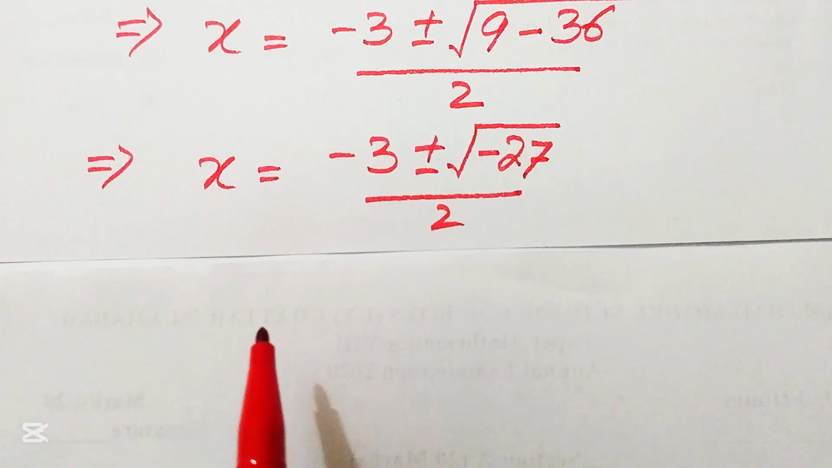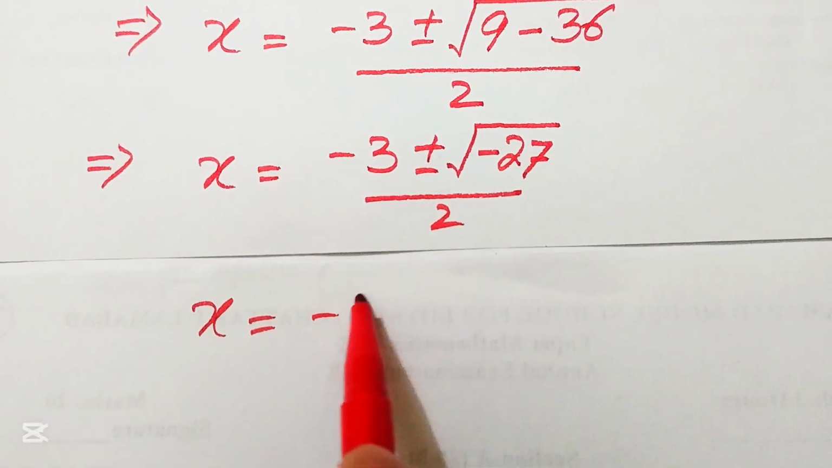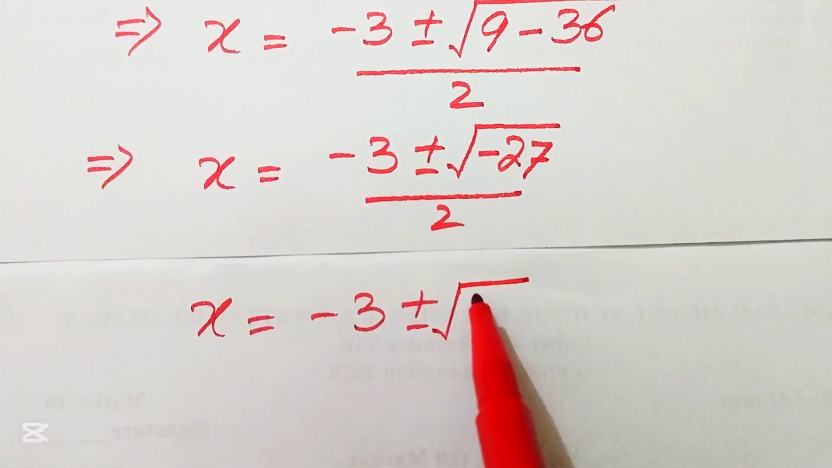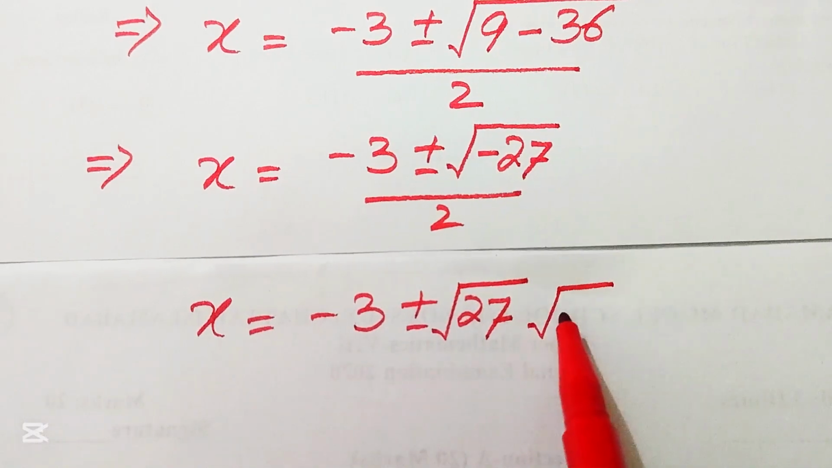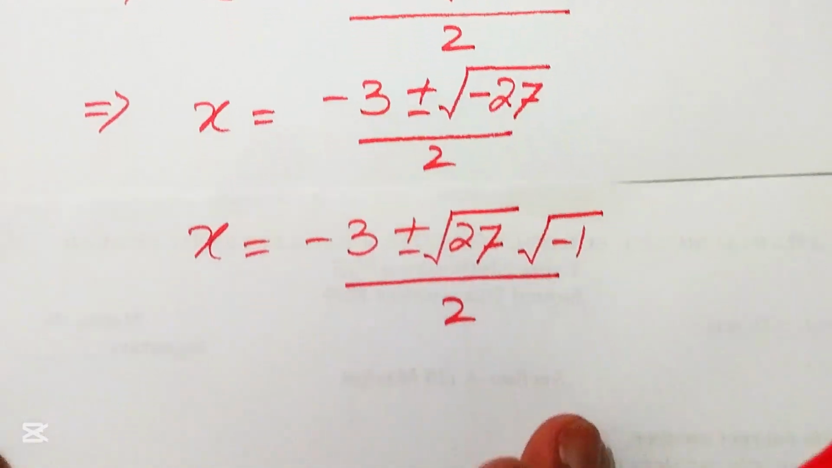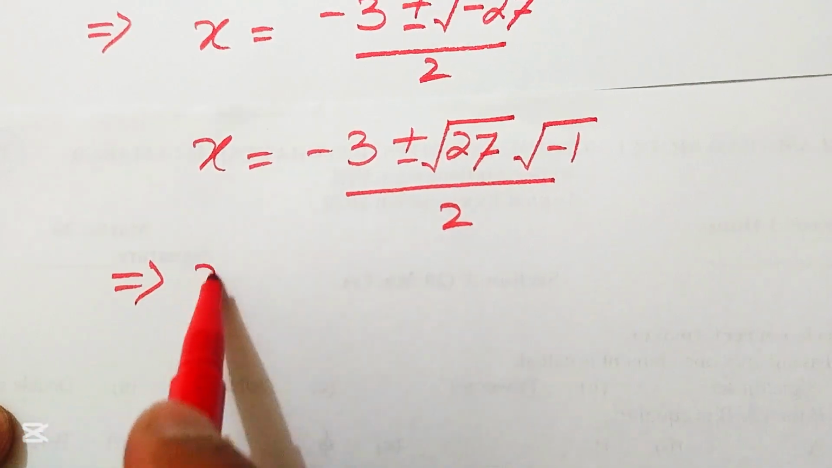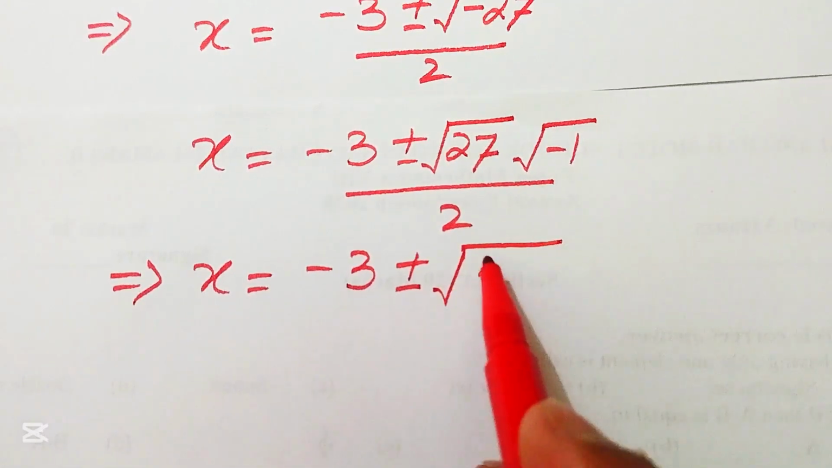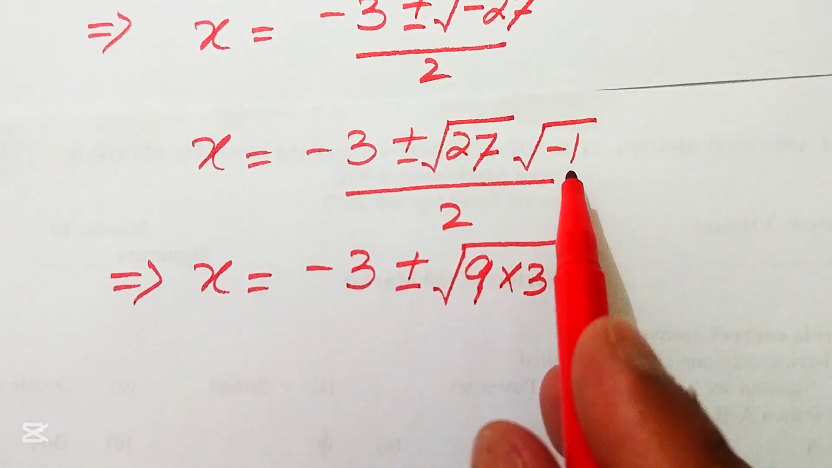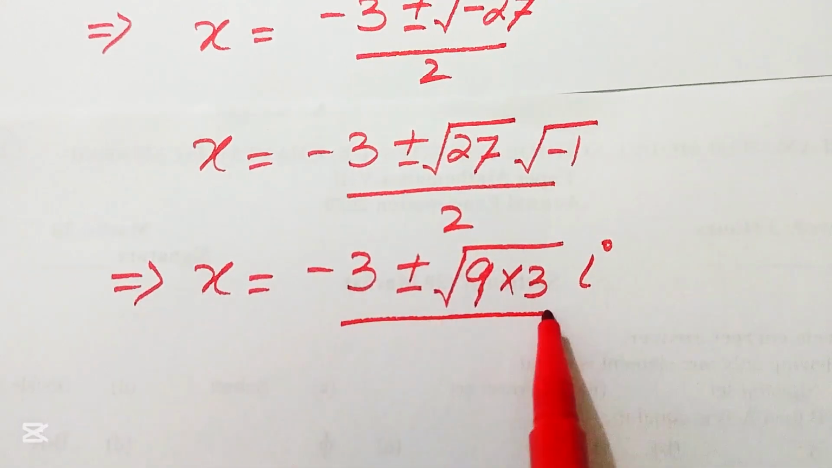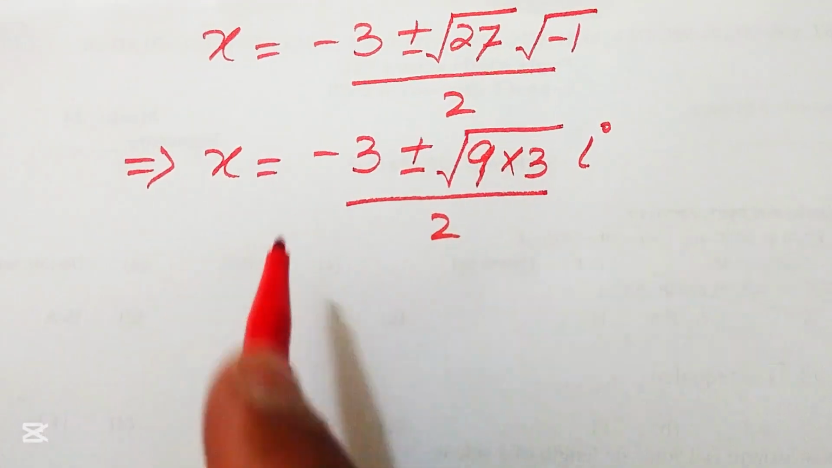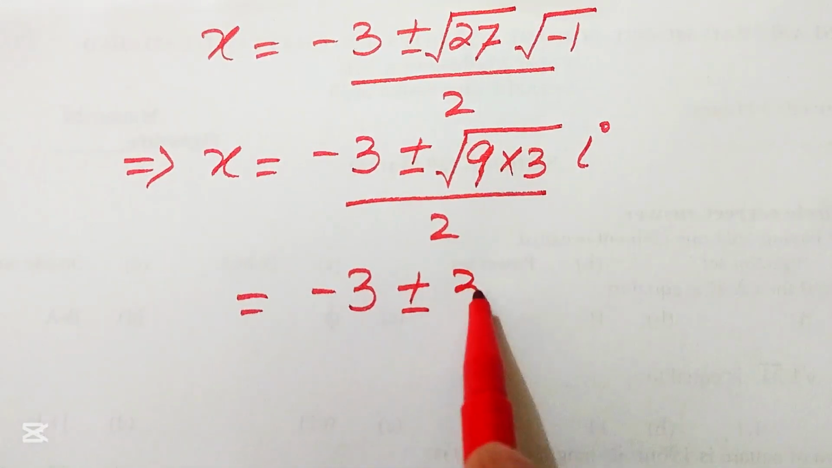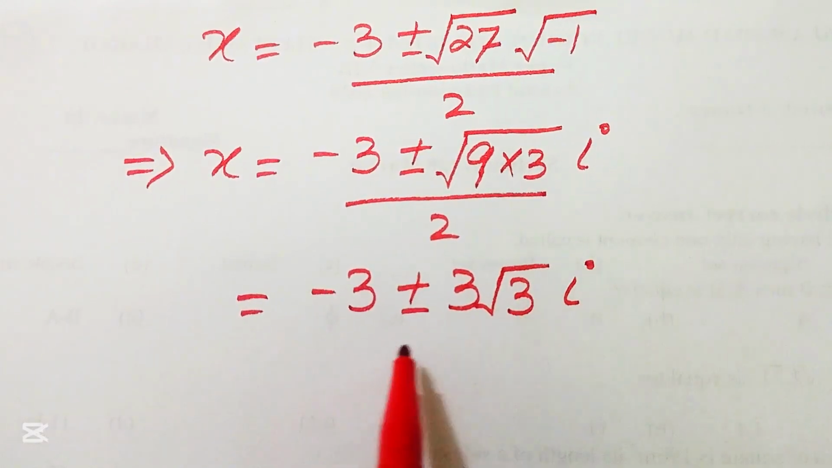And now in the next step we need more simplifications, and we write it as x equals minus 3 plus minus. Here we need to break the square root sign, and it will be written as square root of 27 into square root of minus 1, divided by 2. And here we rewrite this equation as x equals minus 3 plus minus. We write this 27 as 9 times 3, and we know that square root of minus 1 equals iota, divided by 2. So here we have minus 3 plus minus. We know that square root of 9 equals 3, into square root of 3 into iota, divided by 2.